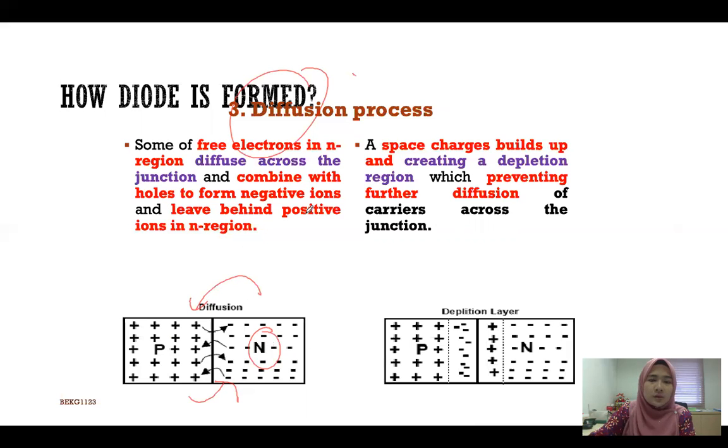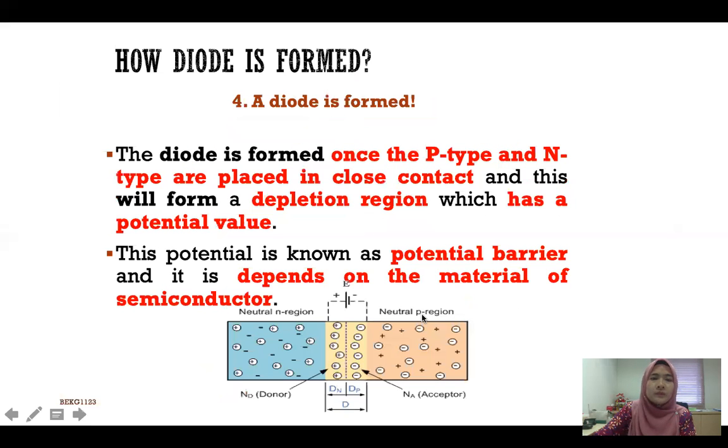Okay, so this diffusion process will create what we call a depletion layer, due to the free electrons in the N region diffusing across the junction and so on. So you will have the depletion region in the middle. And lastly, the diode is formed. So basically, this is the summary of all the 3 steps that I explained to you before.